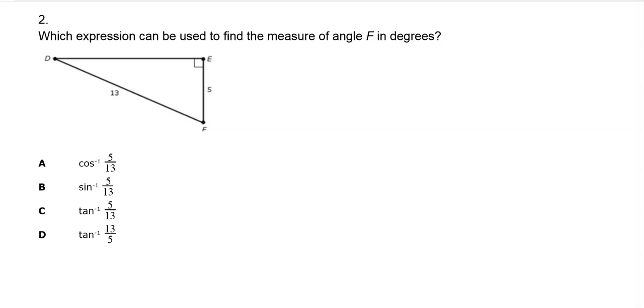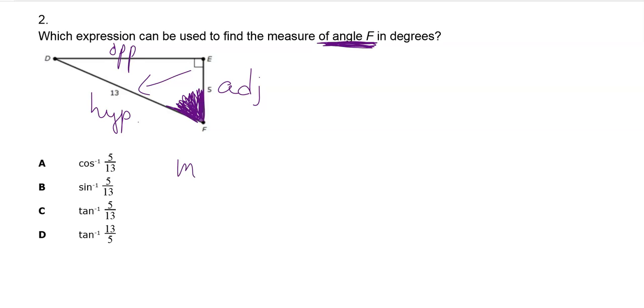Okay, so notice how number 2, it's asking us to find angle F. It is the same picture. So your numbers are the same. I'm going to go ahead and highlight the angle for you. Remember, let's label our hypotenuse. And where 5 was the opposite last time, now it's the adjacent. So go ahead and make your list. We have our measure of angle F is what we're looking for.